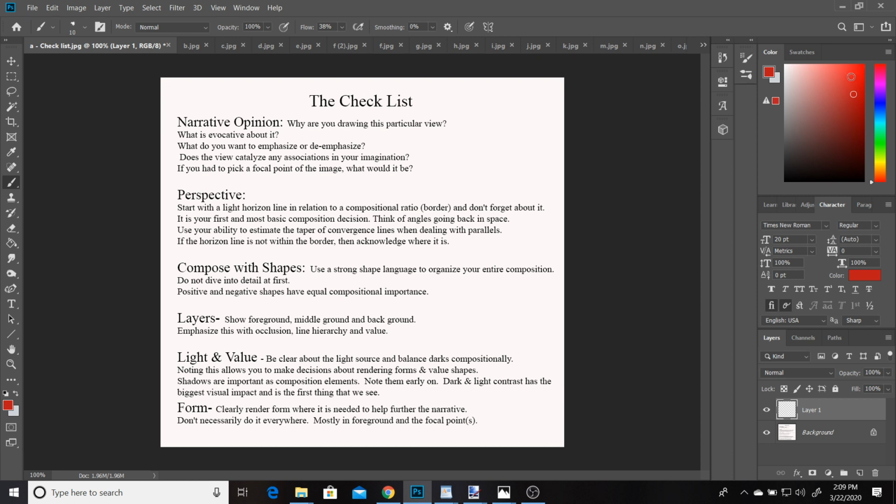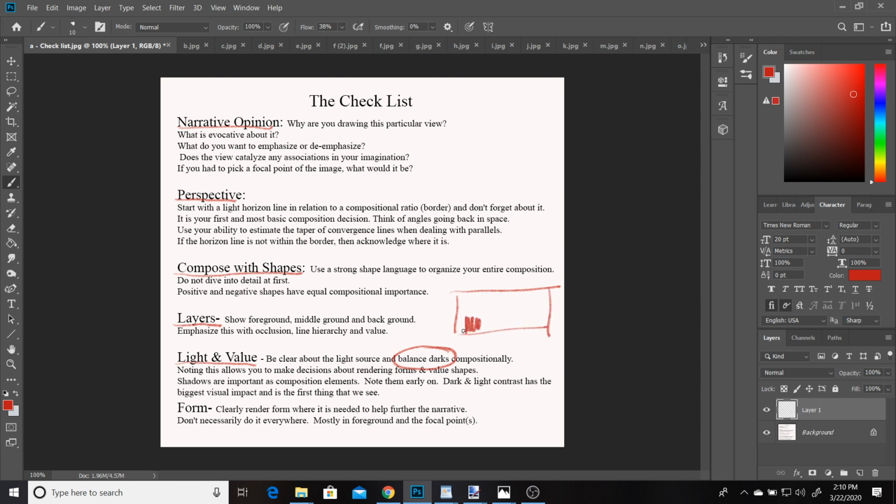These are important with almost every drawing you do, is to be thinking of the narrative opinion, perspective, compose the whole composition with simple shapes, foreground, midground, background, light source, light and value, darks. I would just want to give balancing your darks is something I talk about. Those are compositional elements that read very clearly.